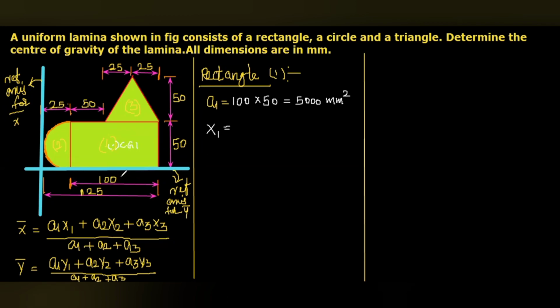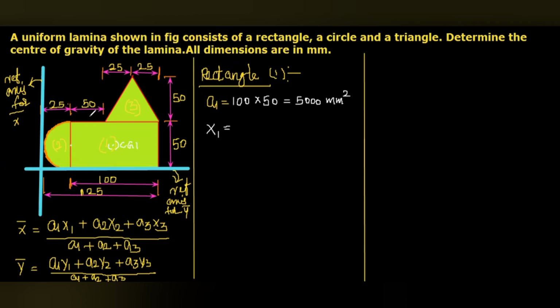Here, the value B, the linear dimension in the x-axis, is 100. From here, this distance will be 50. Because the rectangle started from here, it will be 100 by 2. But that is from the edge, the overlap of semicircle and rectangle. From that point, the distance of the center of gravity is 50.